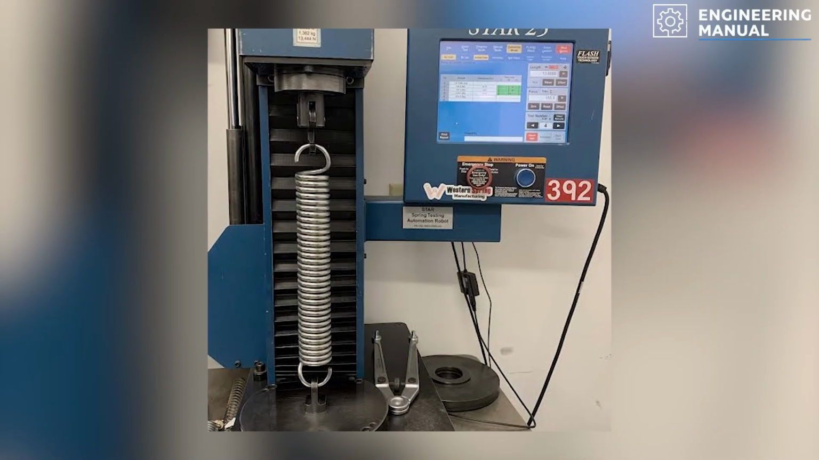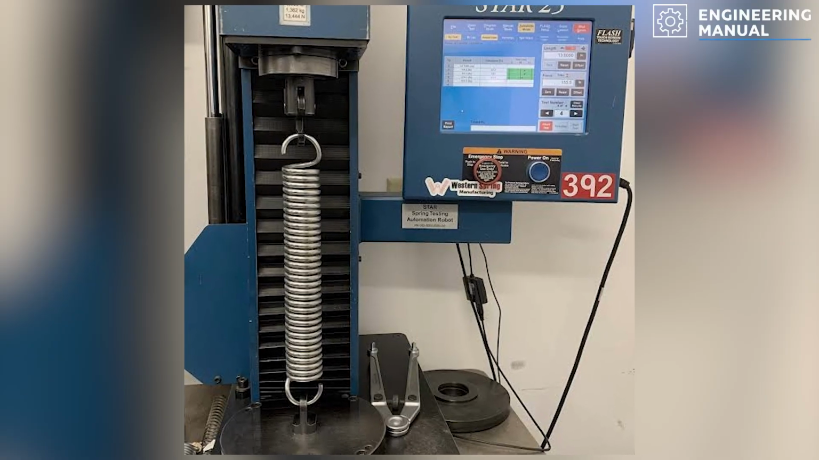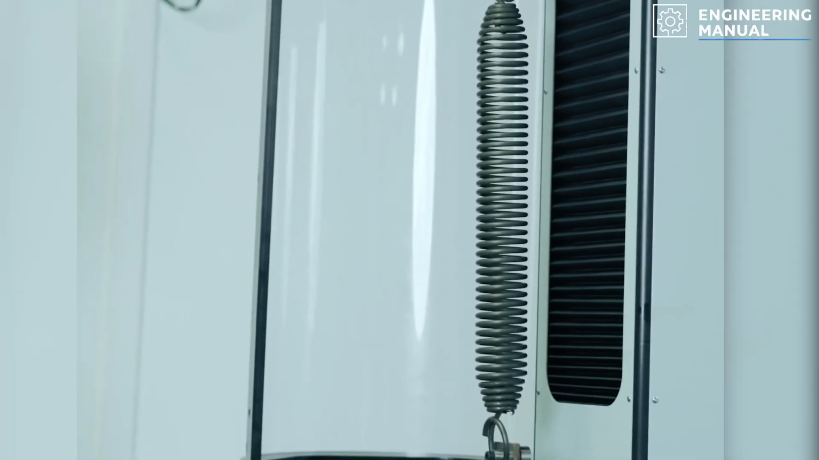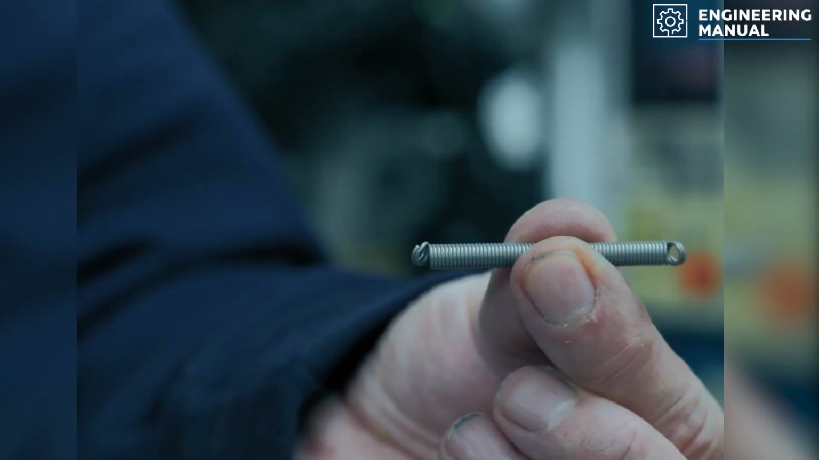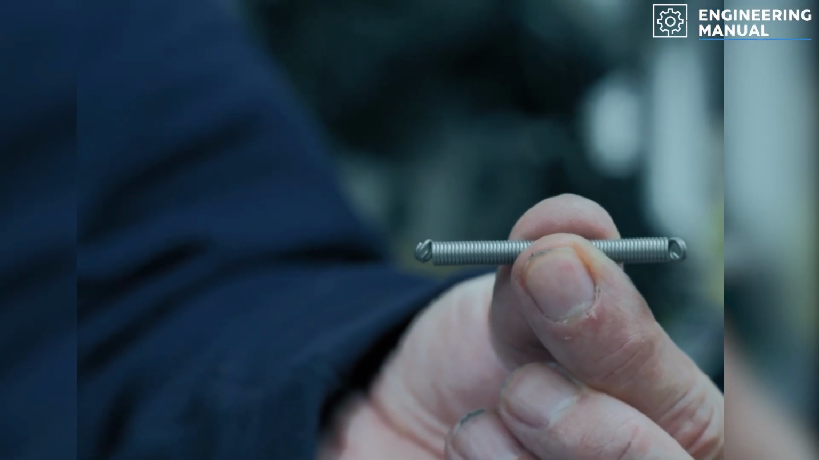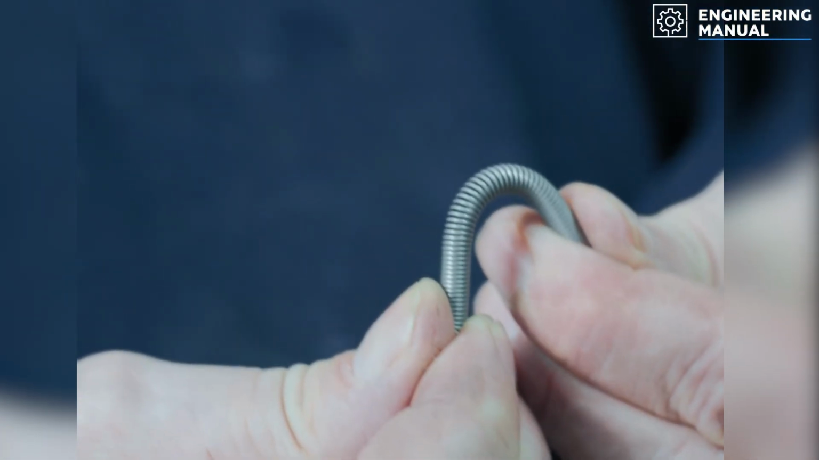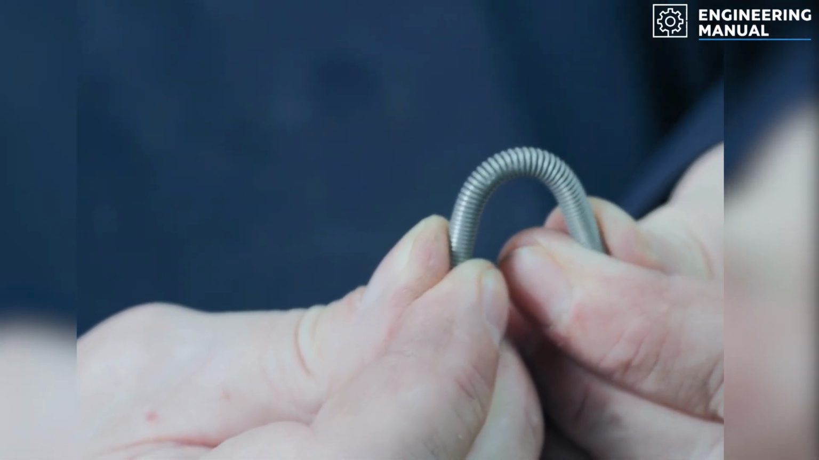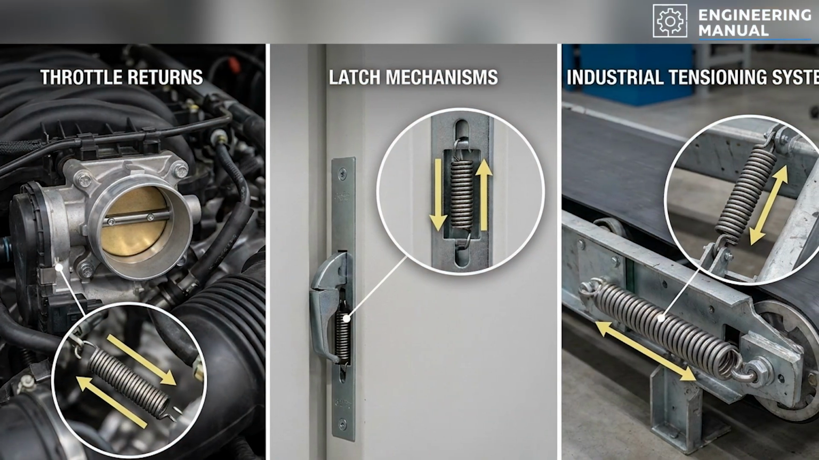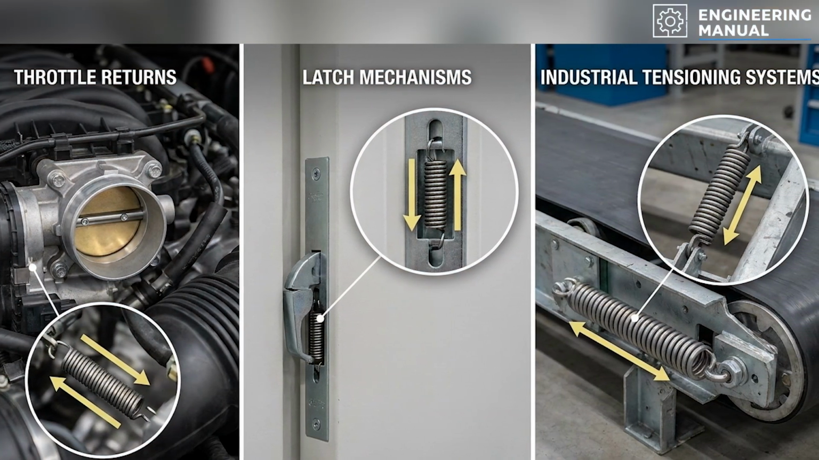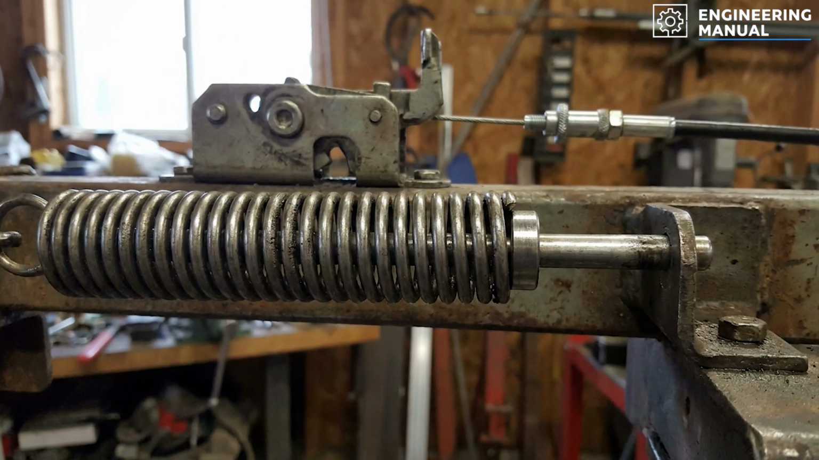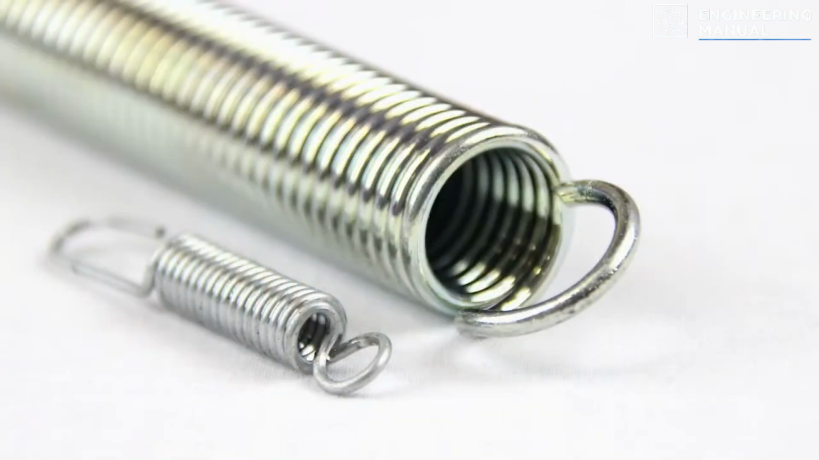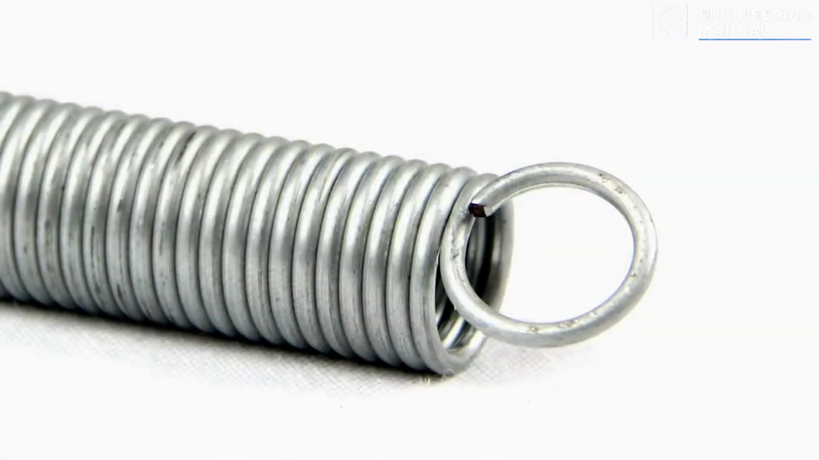Another constraint is overextension beyond the elastic limit. When the spring is stretched beyond its elastic range, coil pitch increases non-linearly until plastic deformation begins. Unlike compression springs, extension springs rarely have a clean, solid height equivalent. Failure is progressive and localized. This is why extension springs are typically used in controlled displacement environments such as throttle returns, latch mechanisms, and industrial tensioning systems where maximum extension can be mechanically limited. Their value lies in simplicity. They generate restoring force in pure tension without auxiliary linkages or guide structures.